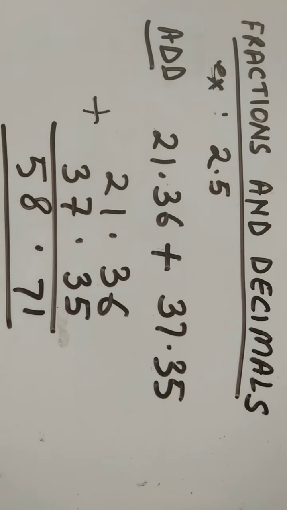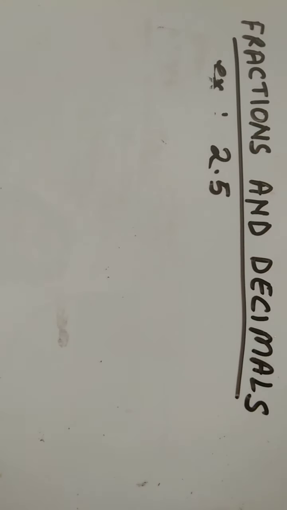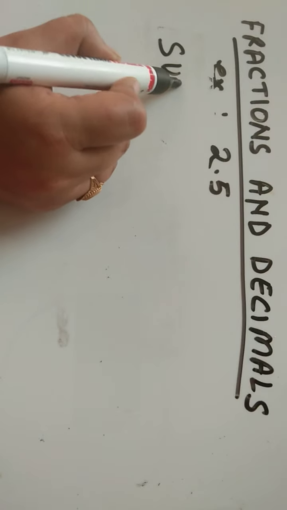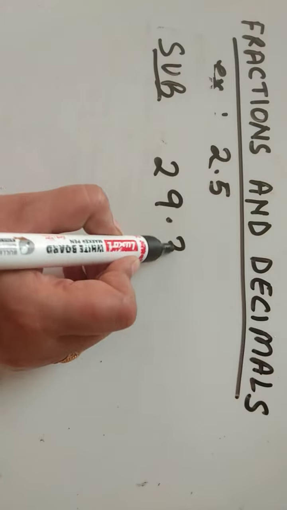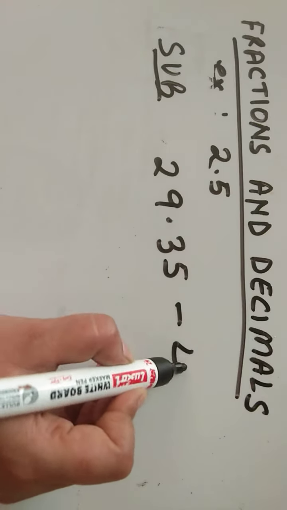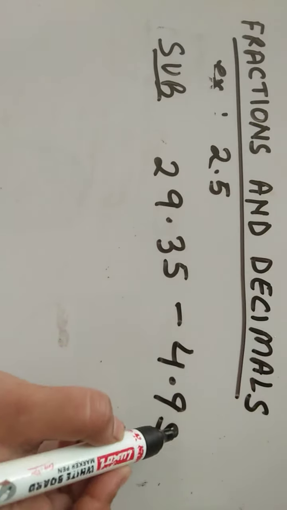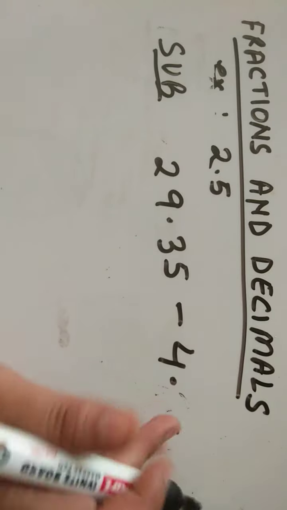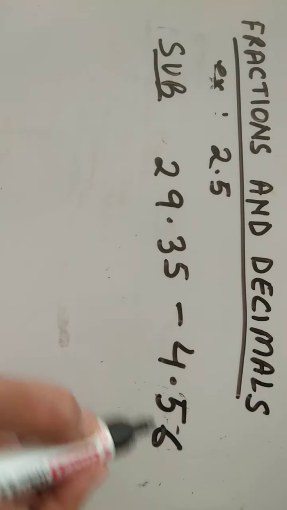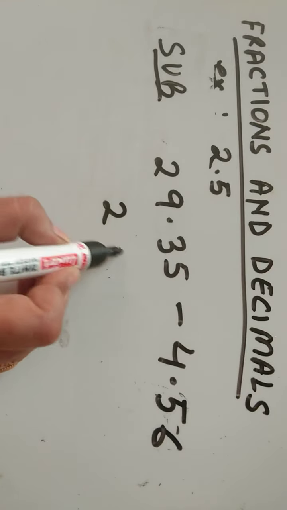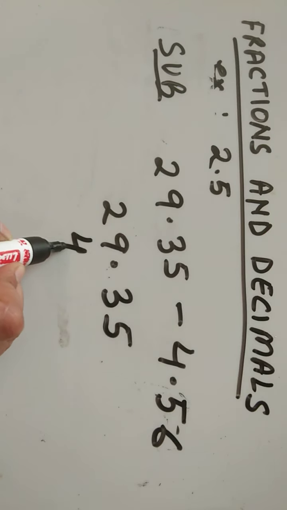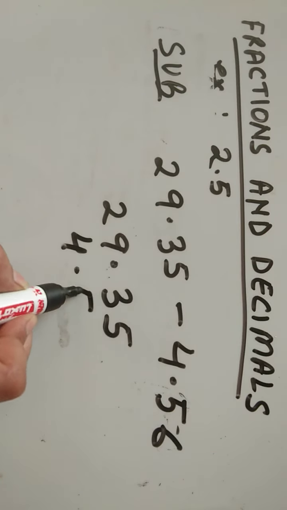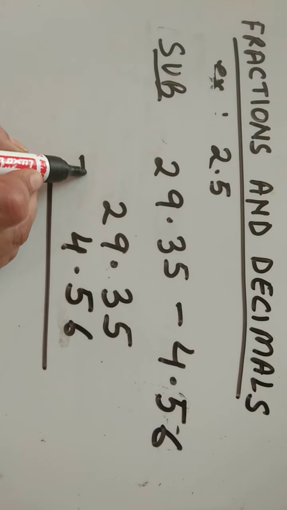Now how to find the difference, that we will also find in the same way. When we have subtraction, for example we have the number 29.35 and we take any number, say 4.56. How will you subtract it? From 29.35 we have to subtract 4.56, so 4 will be here, the decimal will be here only, and 6. This you need to subtract.